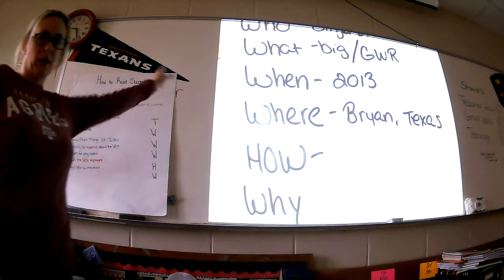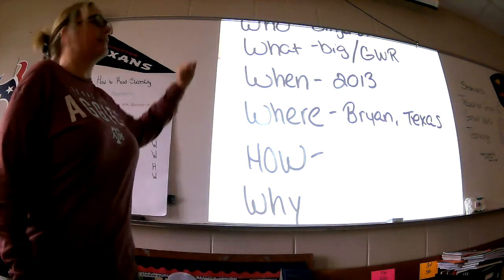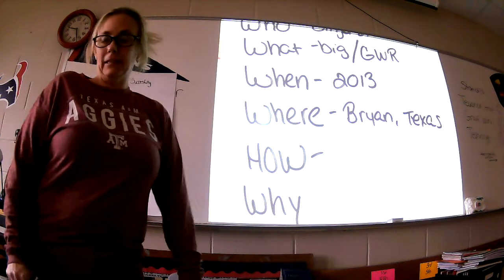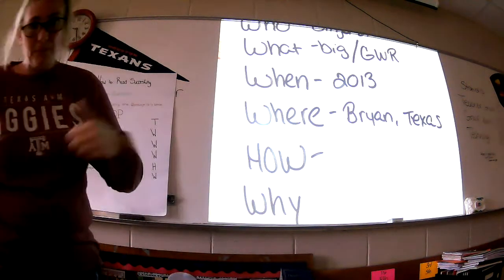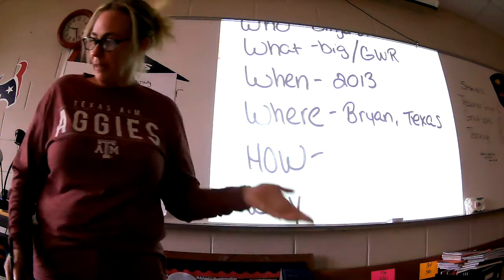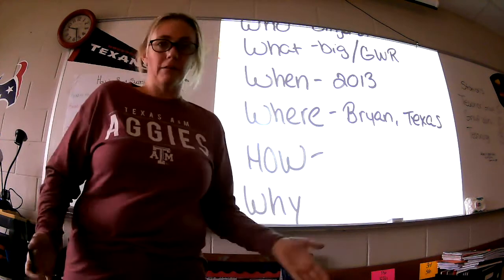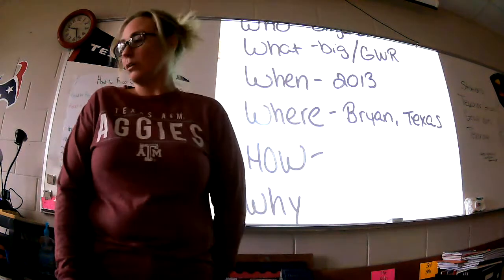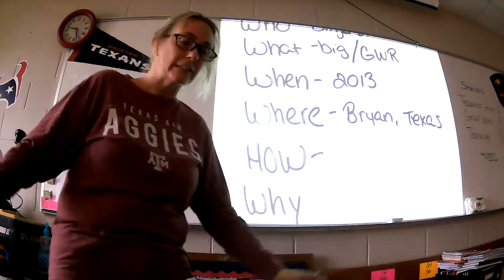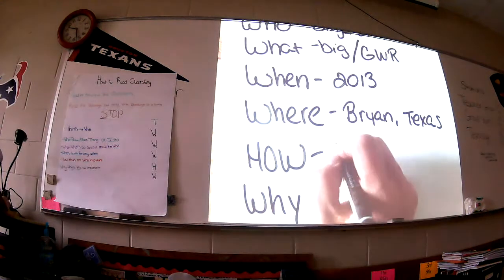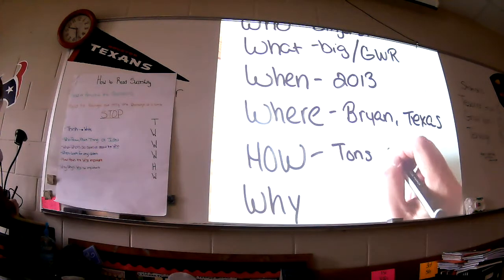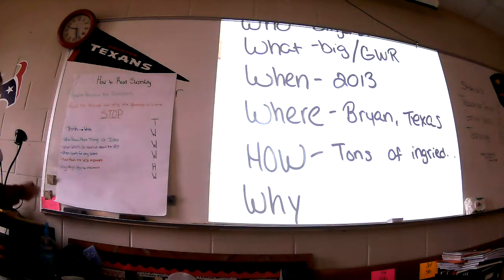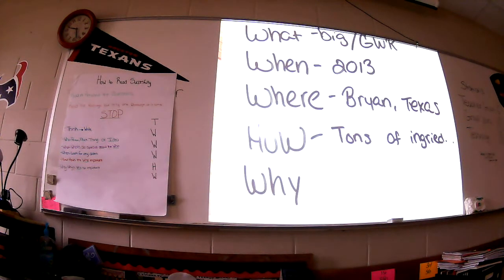How was the giant gingerbread house made that's so big in 2013 in Bryan, Texas? It said it was made of 1,800 pounds of butter, 7,200 pounds of flour, and 2,925 pounds of brown sugar. That's a lot of writing. I ain't writing all that. So I'm going to put just tons of ingredients, because those things are called ingredients, right? So tons, and I think I would be right to say that, of ingredients, whatever. Okay?